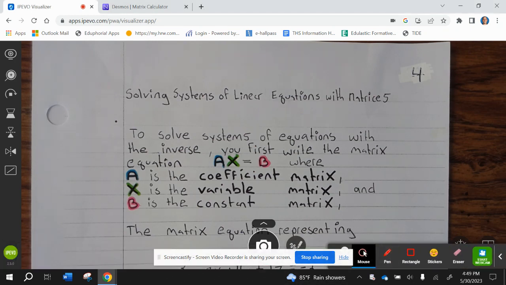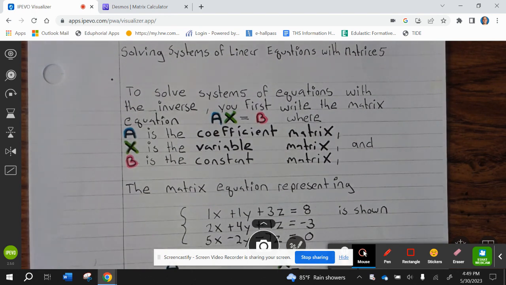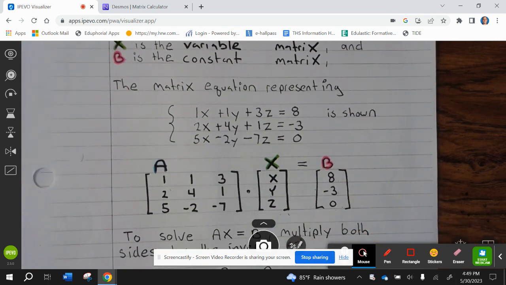To solve the system of equations with the inverse, you first write the matrix equation AX equals B, where A is the coefficient matrix, X is the variable matrix, and B is the constant matrix. The matrix equation representing the system is shown. So you have AX equals B.